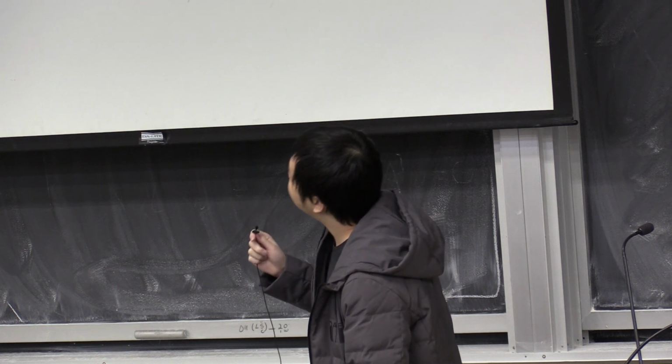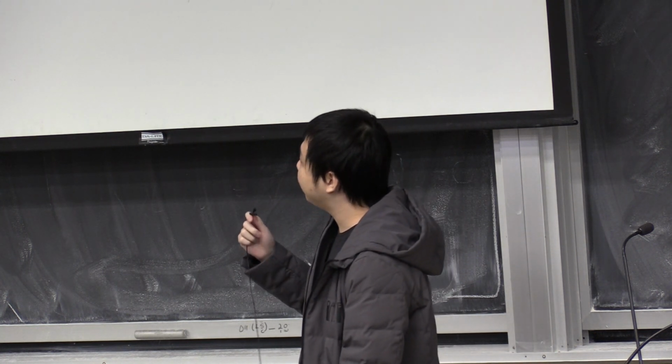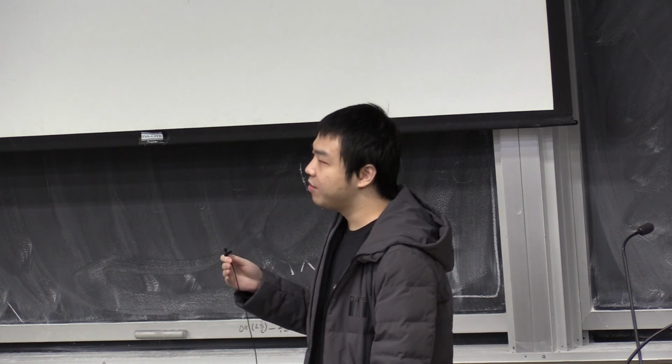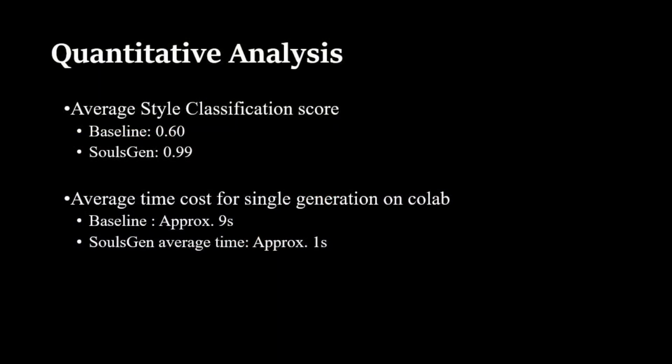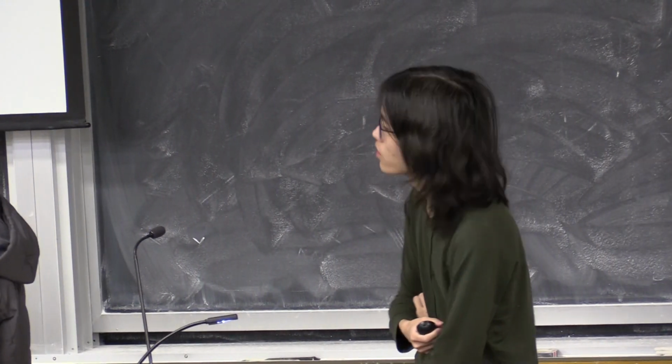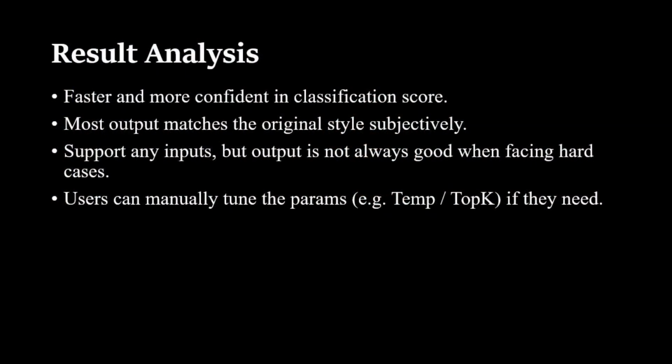After evaluating our model on another data set, a mixture of in-game items and out-of-game items, we find that our generator has significantly better performance in general. We also find that it's much faster in generation for a single description. So for our results, I think our model is faster and more confident in classification score compared to the baseline, and most output matches the original style subjectively.